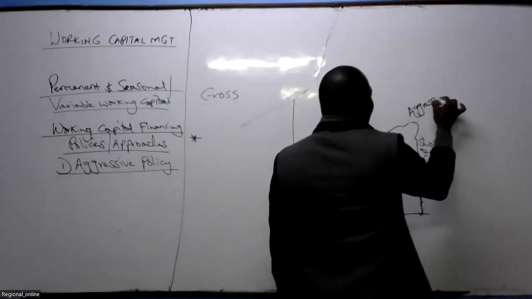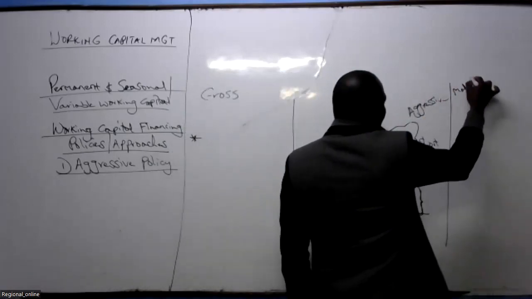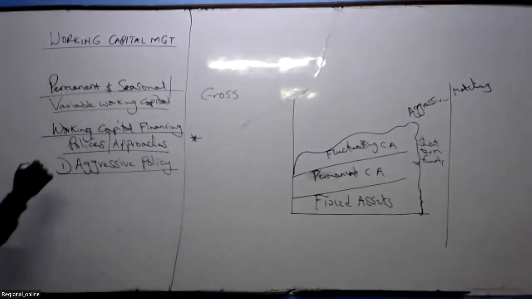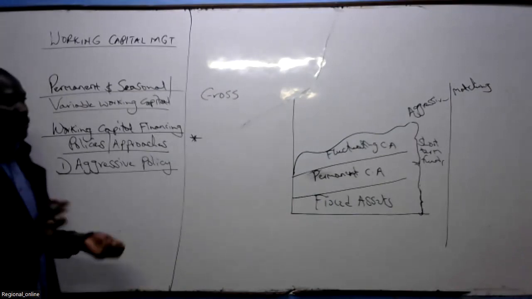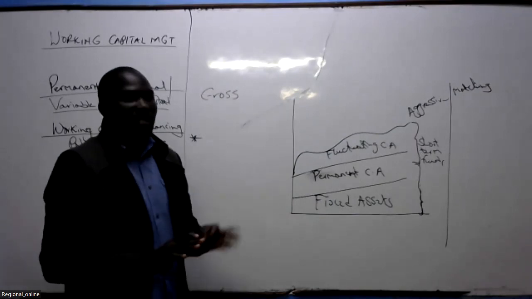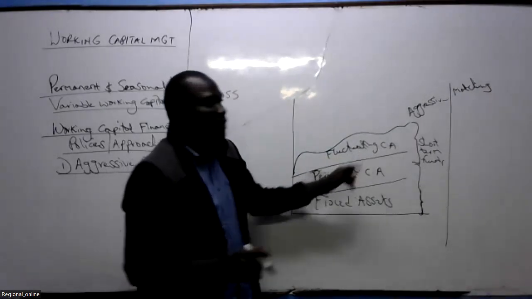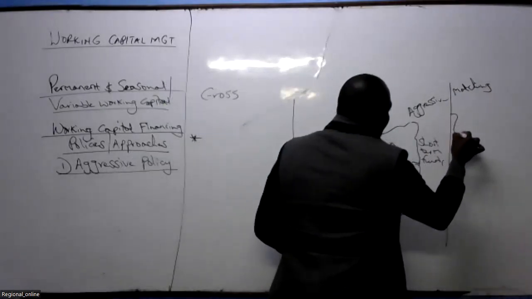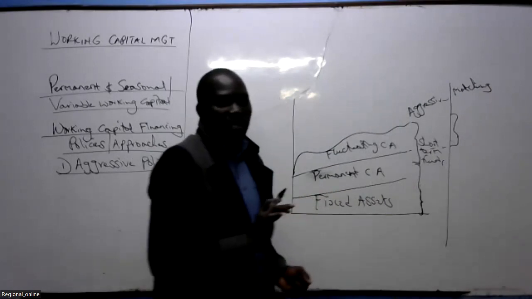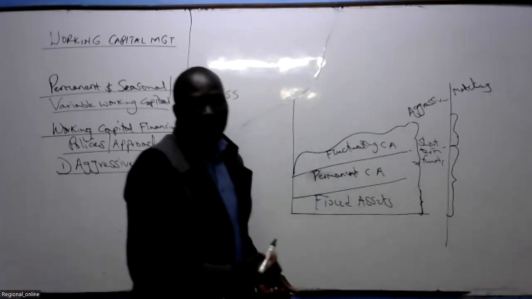Because I have started drawing, this is the aggressive policy. Next is matching. The policies they mentioned are aggressive, matching and conservative. So in the matching policy, short-term funds finance short-term assets. The short-term funds will finance up to the seasonal assets only. Then long-term funds will finance the long-term assets.